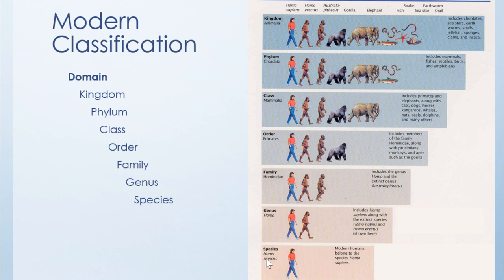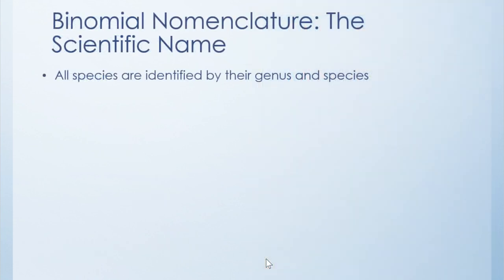So you're saying to yourself right now, oh my gosh, how am I going to remember all of this? Does King Phillip come over for great spaghetti? There is your little mnemonic device. Yay. Okay, so binomial nomenclature is the scientific name, and all species are identified by their genus and species, and that's a very important thing.